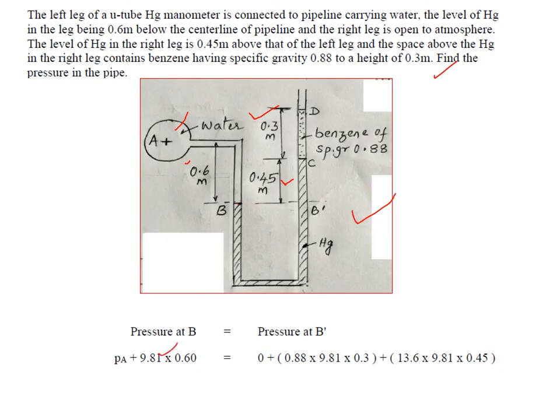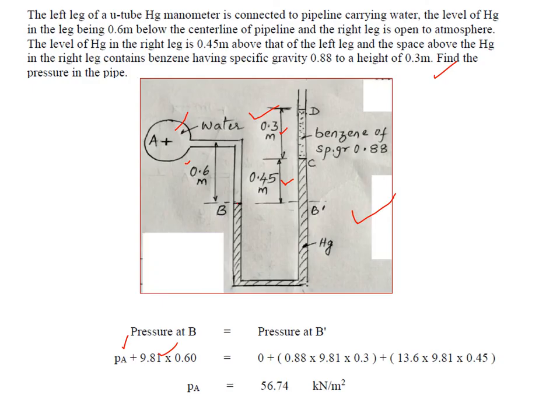Now you start from D where pressure is 0. For benzene, 0.88 into 9.81 is the specific weight, multiplied by 0.3 for the height. Then as we move downwards, pressure increases, so plus 13.6, because it is mercury, 13.6 into 9.81 into 0.45. The only unknown is the pressure at A, so that gets solved. Therefore the pressure at A is 56.74 kilonewton per meter square.